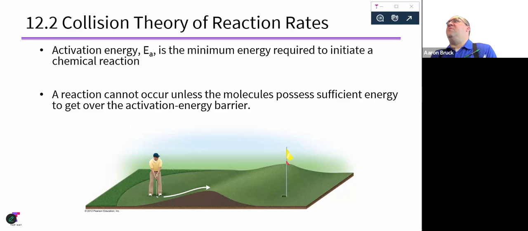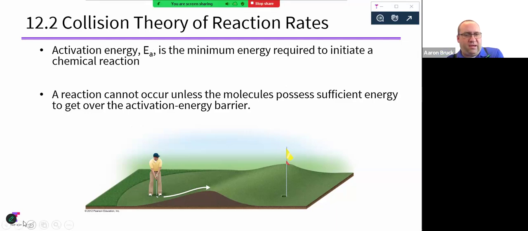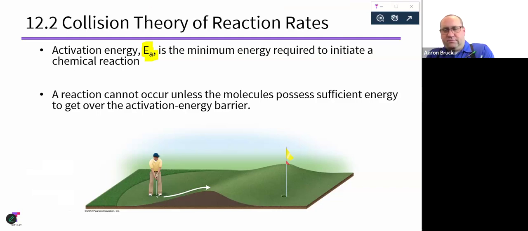Now, one other thing that comes into play with collision theory is the idea of activation energy. By definition, activation energy, which is given to us as E sub A, is the minimum energy that would be required for a chemical reaction to get started. And we're never going to see a chemical reaction take place unless we get over this energy barrier.